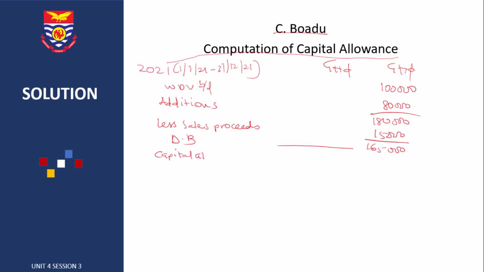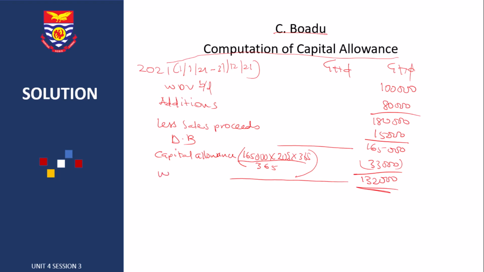Office equipment, office furniture, class 3 assets. So our formula, we have 165,000 times 20% times 365 over 365. That is giving us 33,000. When we subtract, it's giving us 132,000. So written down value carry down.